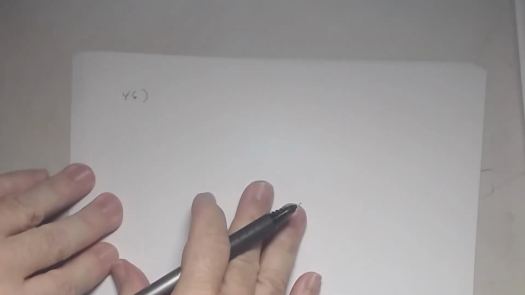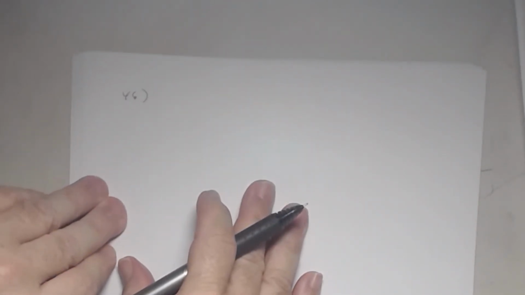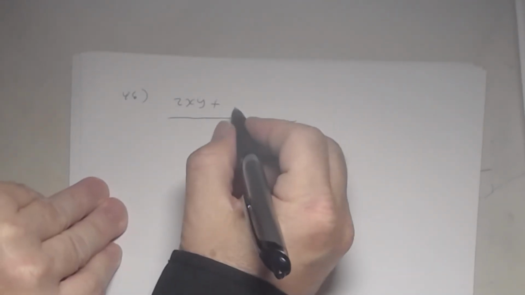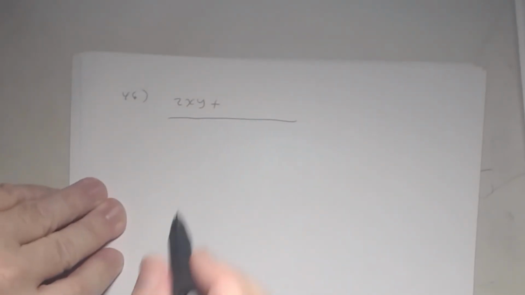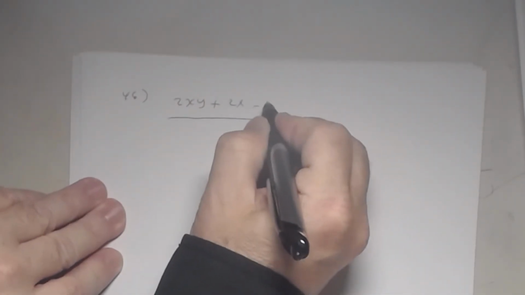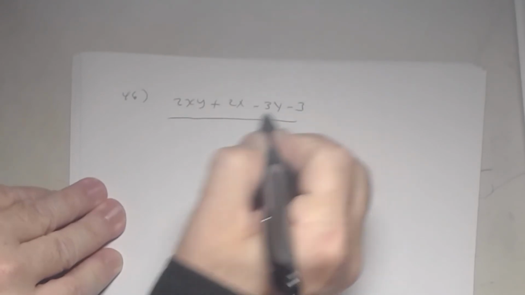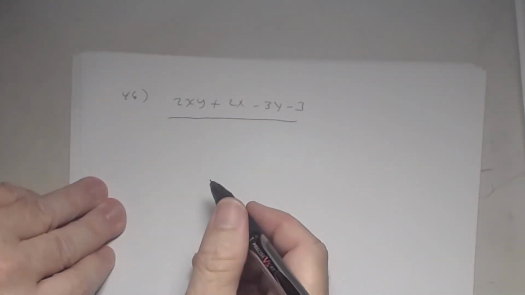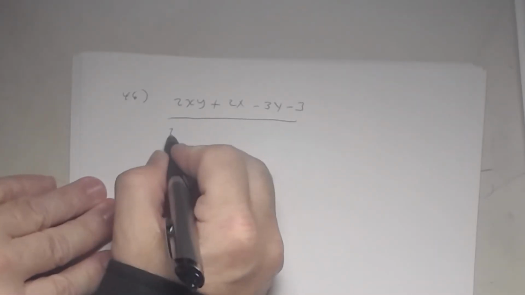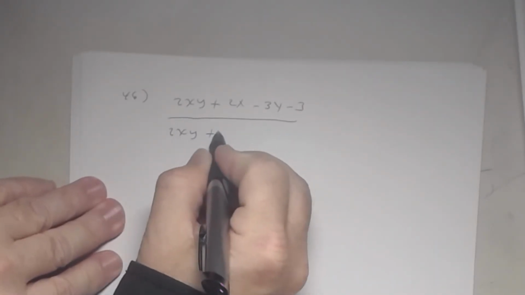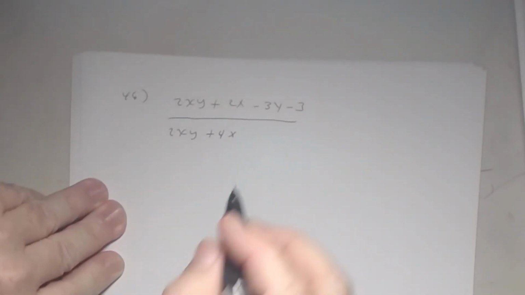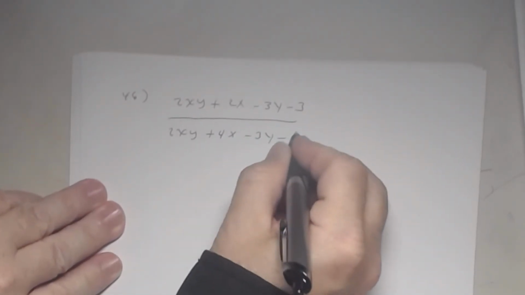All right, 46, you have the numerator is going to be 2xy plus 2x minus 3y minus 3. The denominator is going to be 2xy plus 4x minus 3y minus 6.